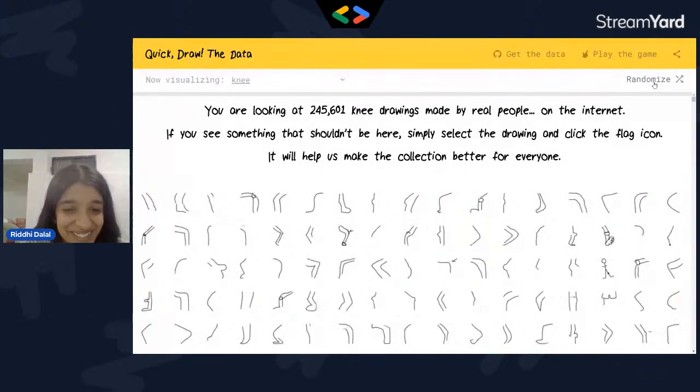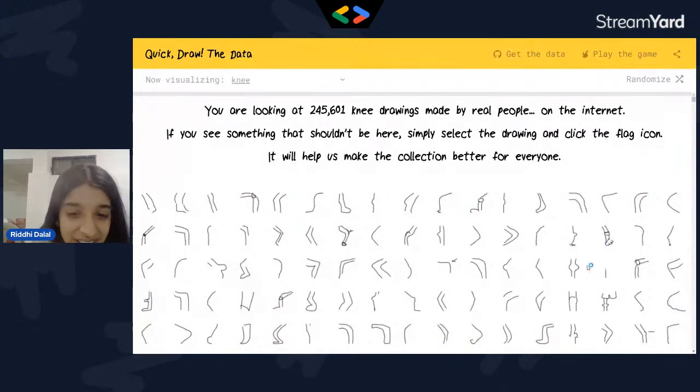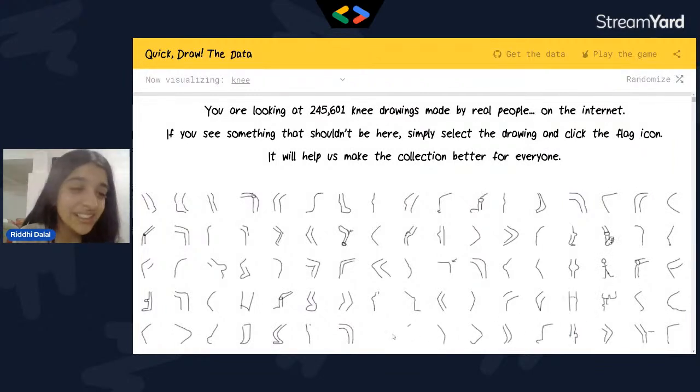Okay, let us see. What is this? It is a knee. See, some of the drawings you can't even figure out that it is a knee. But this is how the machine learning system works. It first learns from the data you provide, and then from experiences it starts learning, calculating the neural network, and then predicts.